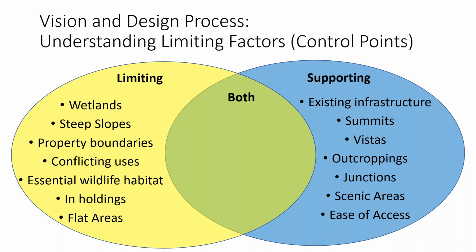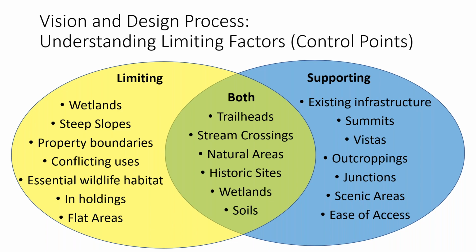And then lastly, there's kind of this sweet spot where there are factors or control points that represent both. And you just have to give these due consideration just to make sure that you're addressing them correctly. And so some examples include trailheads. It's limiting because if you have an existing trailhead, that's where you're going to have to start, whether you want to or not. But it's also supporting if you have an existing trailhead, because that work is done for you and you can just start off laying out the rest of your trail.